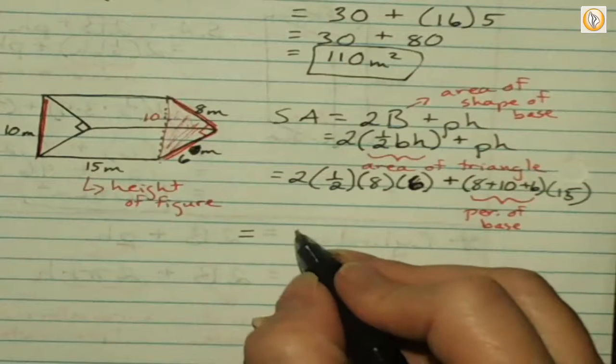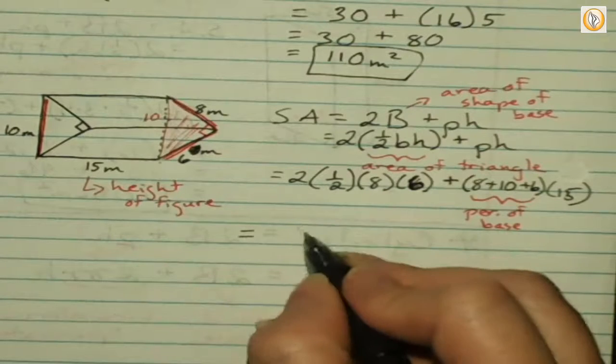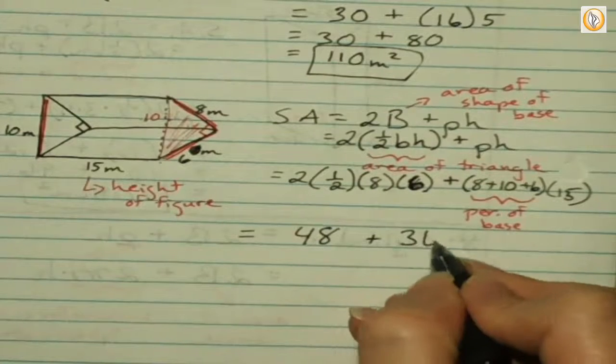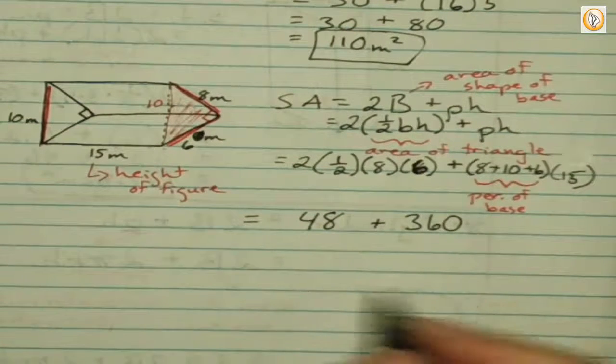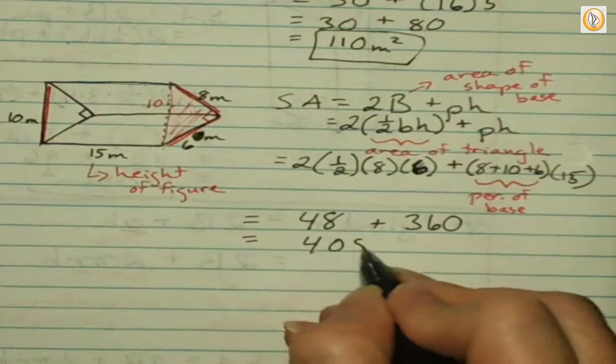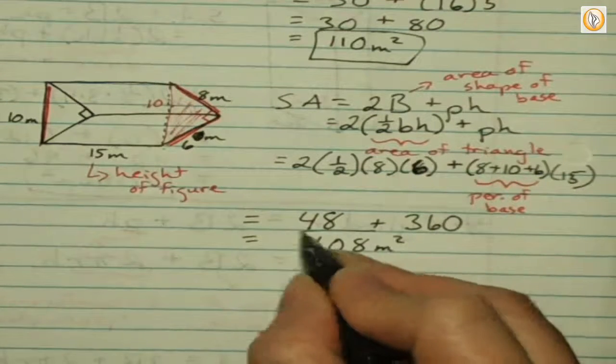Okay. You end up with 48 plus 360. And then you add those and you get 408 meters squared. Yeah.